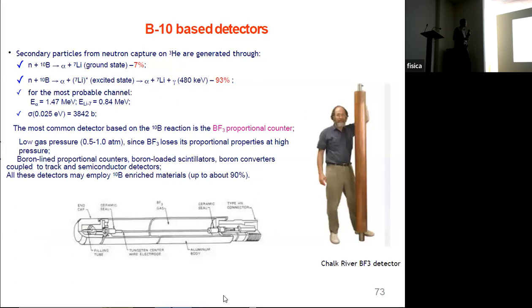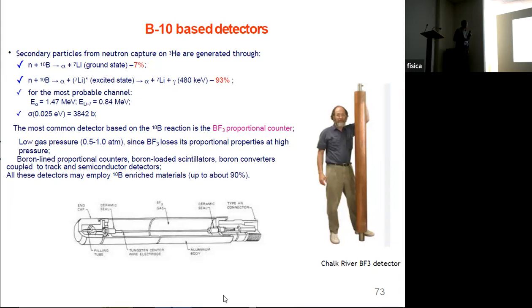The second type of detectors are based on boron-10, which also effectively absorbs neutrons. The main advantage of this reaction is that, although you have a smaller cross section compared to helium, you have more energetic recoils with a total energy of about 2.5 MeV, which is also deposited in the detector. For these purposes, there are several types of detectors.